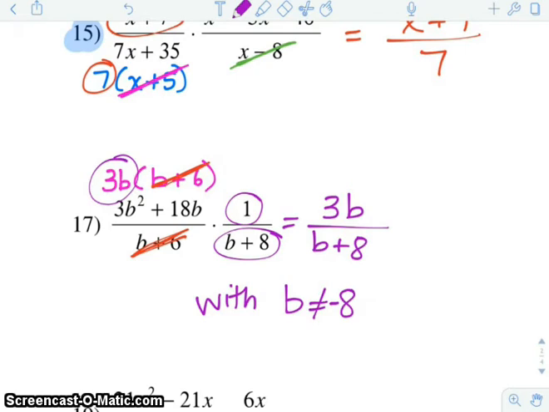So we multiply the numerators together, multiply the denominators together, and then simplify. Very similar to multiplying fractions.